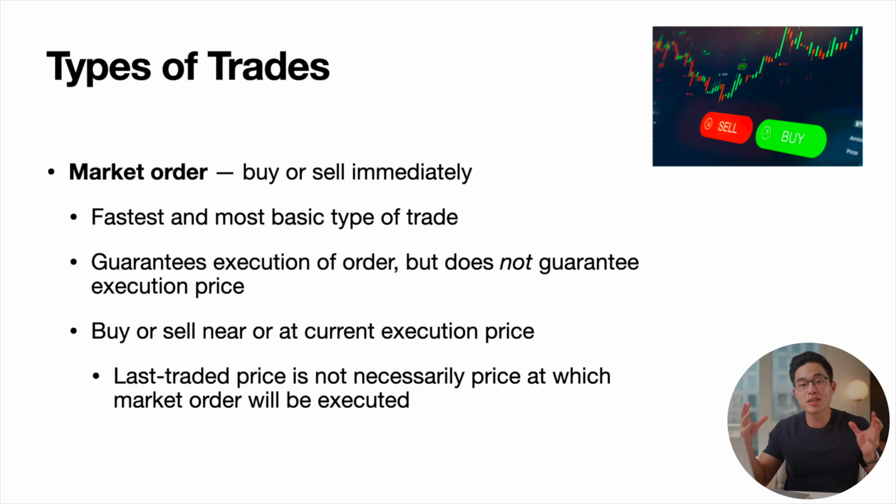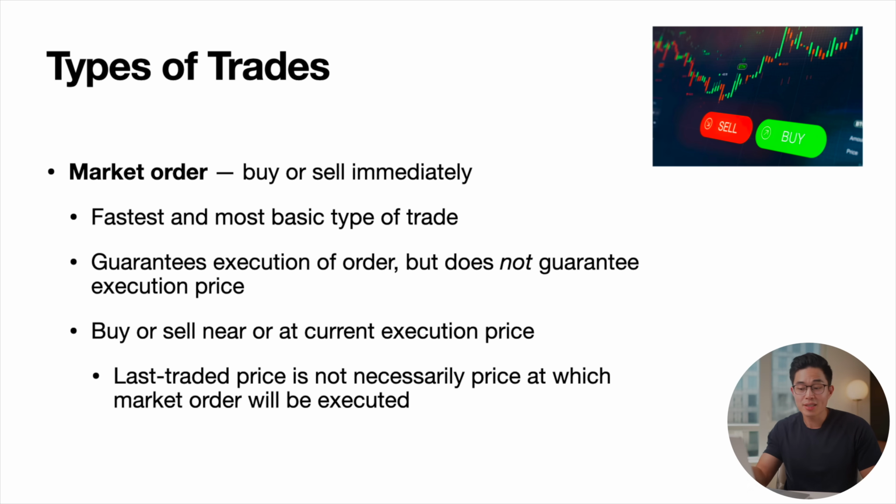So now let's talk about the different types of trades that you can make. And the first one we're talking about is market order. A market order allows you to buy and sell immediately. So it is the fastest and most basic type of trade, which guarantees execution of your order, but it does not guarantee the execution price. What's going to happen is it's going to buy or sell near or at the current execution price. And that's the price that you're seeing on the screen.